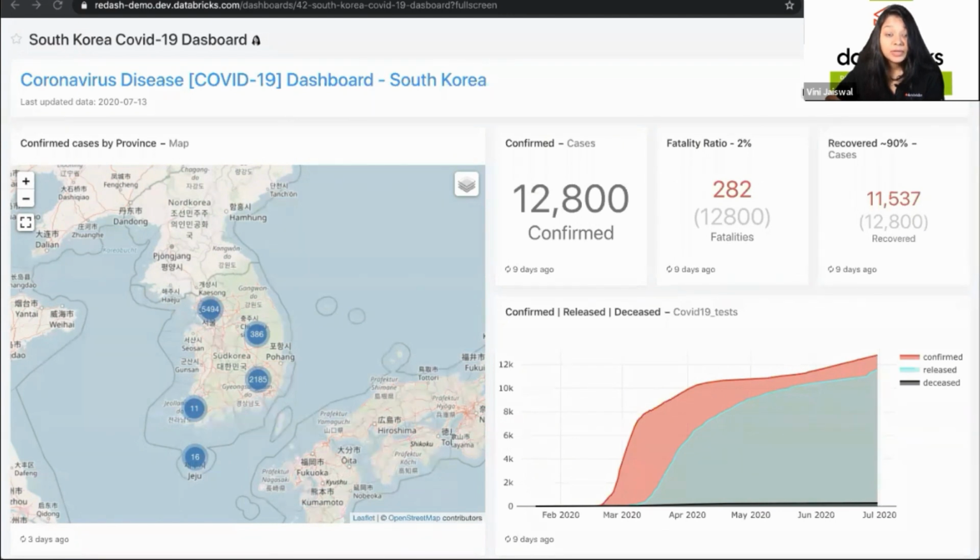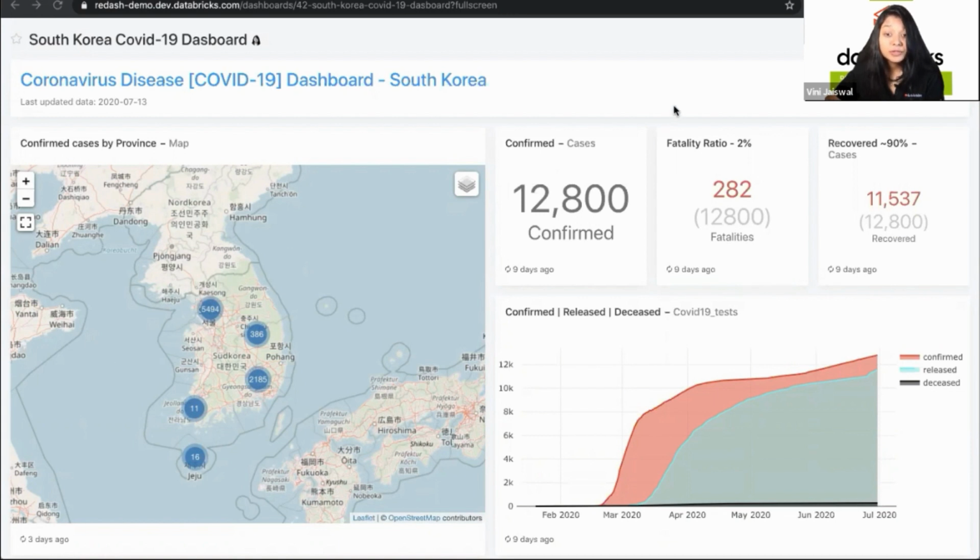Let's start by looking at the impact numbers in South Korea. Because of the latitude and longitude information available in the patient's route data, I was able to use the map markers visual from Redash. This helped me identify the impact of COVID-19 on the South Korean provinces. Looks like Seoul was hit the hardest.